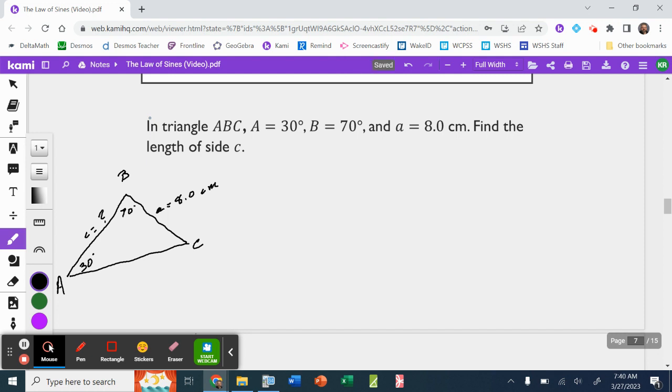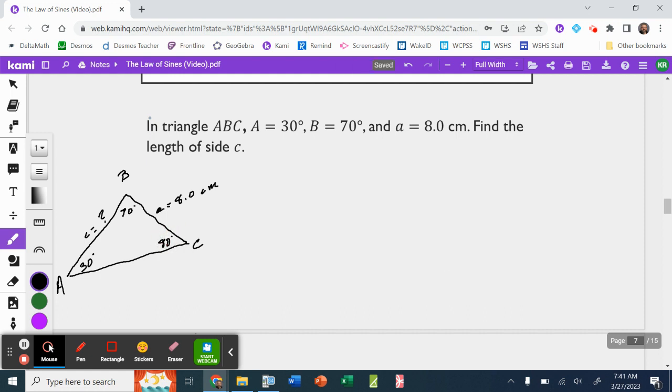But as I mentioned in the previous video, when we run into something like this, we can always find the third angle in a triangle because we know the sum of the angles in a triangle in a plane is 180 degrees. So angles A and B together add up to be 100 degrees. And if I subtract that from 180, that tells us that angle C would have to be 80 degrees.